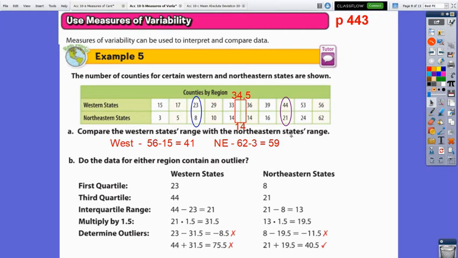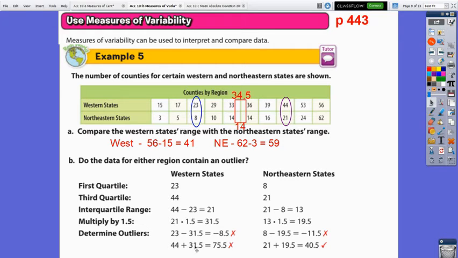For your interquartile ranges, you subtract them. 44 minus 23 is 21. 21 minus 8 is 13. So 21 and 13 are your interquartile ranges. Multiply them by 1.5 to get 31.5 and 19.5. And then you add or subtract those values from your Q1 and your Q3. So subtracting from Q1 gives you a negative number, so there aren't any of those.